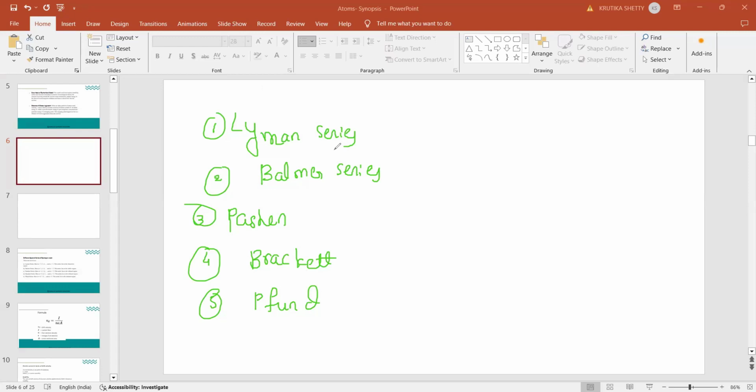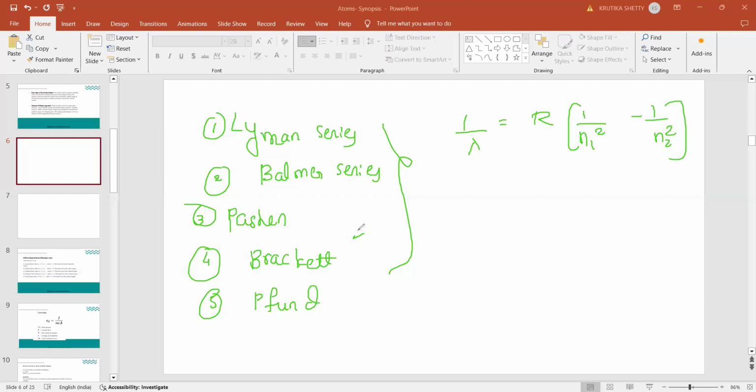So here we have the empirical formula for the wave number of different spectral lines. We just saw the wavelength formula: 1 by lambda is equal to R into bracket 1 upon n1 square minus 1 upon n2 square. With respect to different series, we can substitute the values of n1 and n2. It is called the series limit.